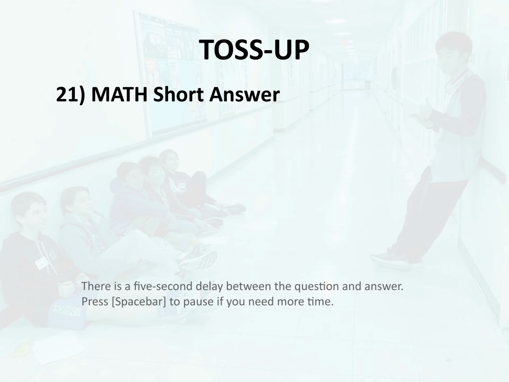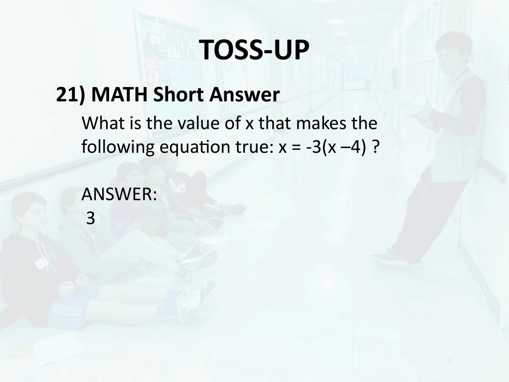Toss-up 21. Math. Short answer. What is the value of x that makes the following equation true? x equals -3 times quantity of x minus 4. Answer: 3.